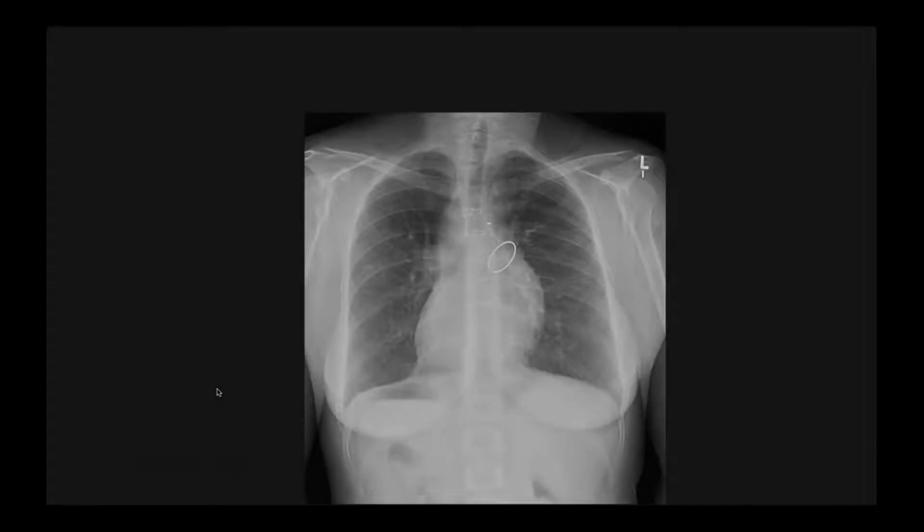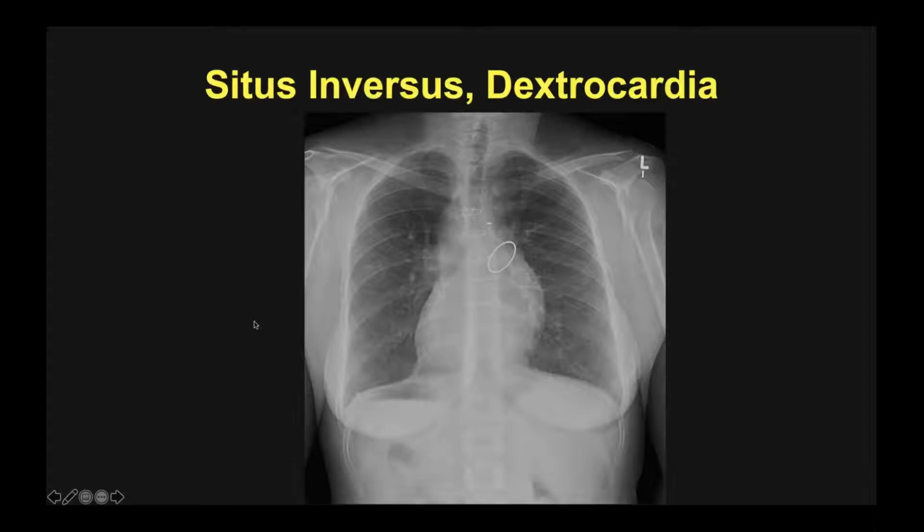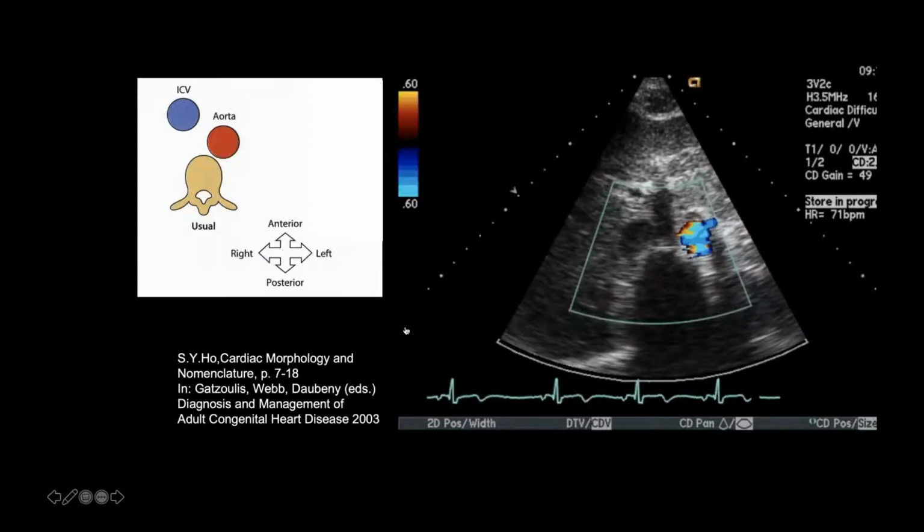But you can start with a chest X-ray. Just have a look at the chest X-ray. Where is the stomach bubble? Where is the liver? And how is the bifurcation of the bronchi? In this patient, the stomach bubble is on the right and the liver is on the left. So I have a situs inversus, and the right diaphragm is lower than the left diaphragm because the heart is pushing down the right diaphragm. So we have dextrocardia. In this setting, you have cardiac situs inversus with dextrocardia.